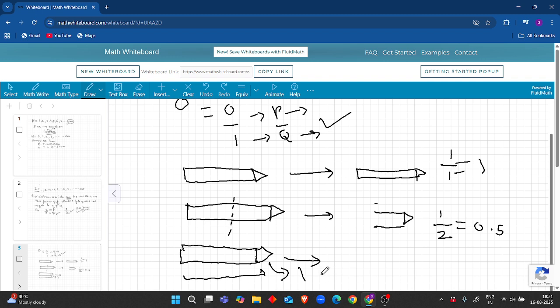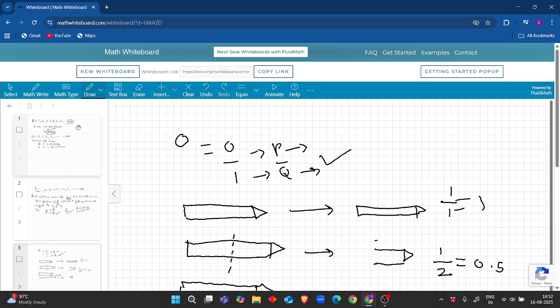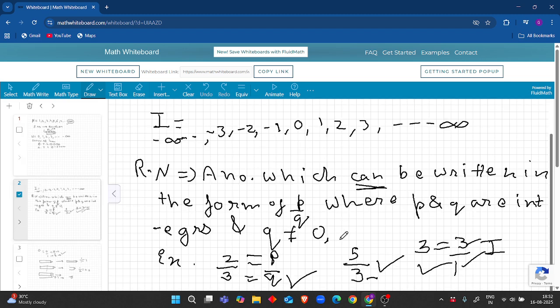The denominator says how many parts, so the denominator minimum is 1, but we can't make the denominator 0. 0 means dividing the pen into 0 parts, which is not possible. So therefore division by 0 in maths is not possible. Therefore we write in the definition q is not equal to 0.